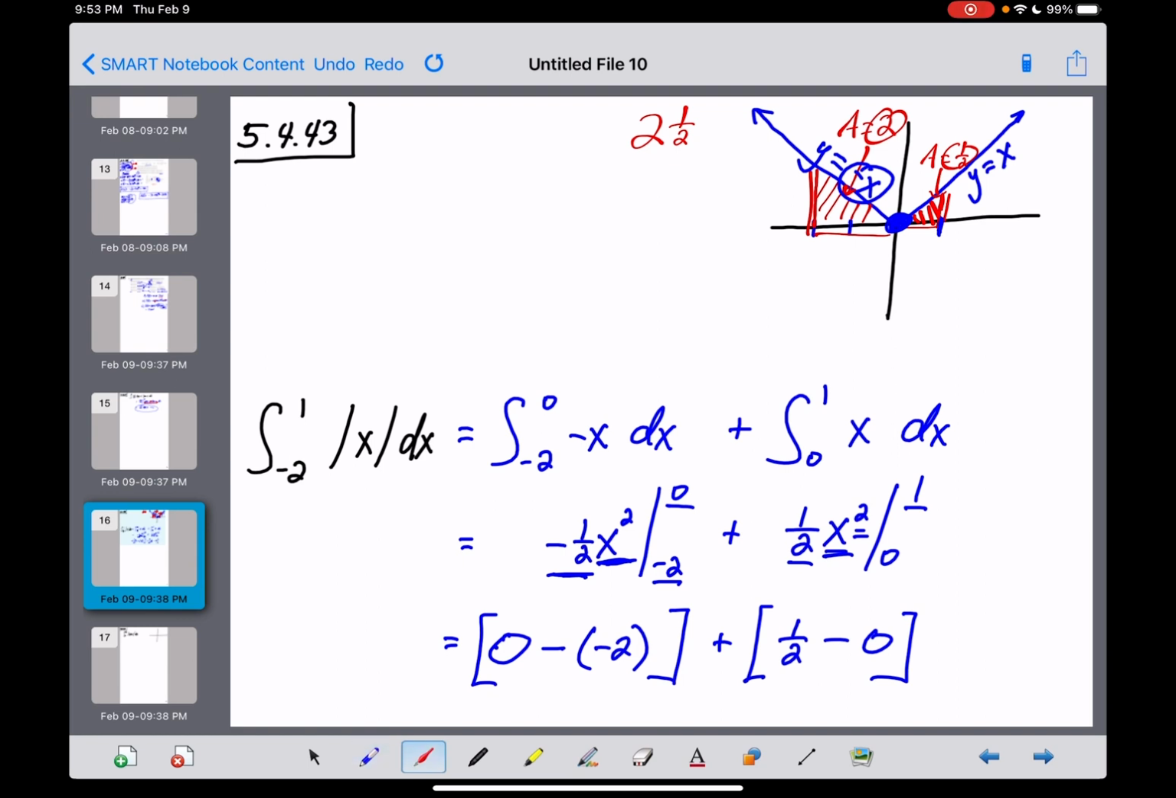And I think you guys can see this now. The minus negative turns both of that into a plus. That's 2. And here's a 1/2. And so we end up with the answer we expected all along of 2.5.